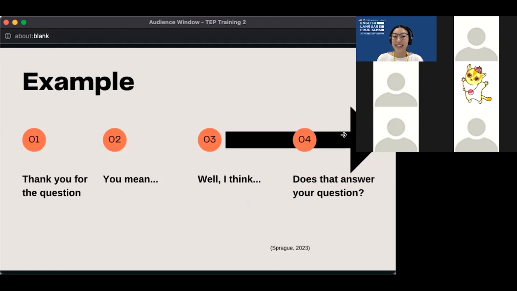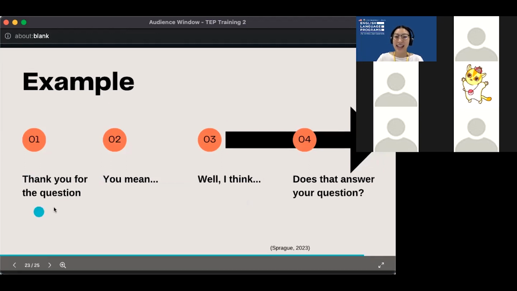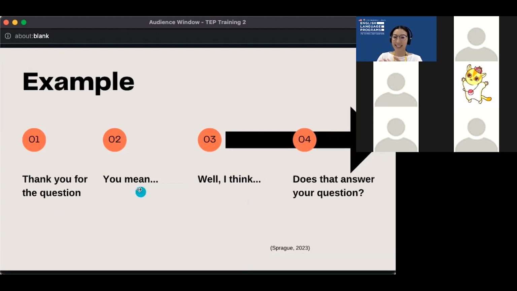So let's look at the language that we might use. If someone asked me a question, I could say, thank you for the question. You mean, and I will rephrase the question. Well, I think, and then I would give the answer to the question. And then finally, I double check and say, does that answer your question?